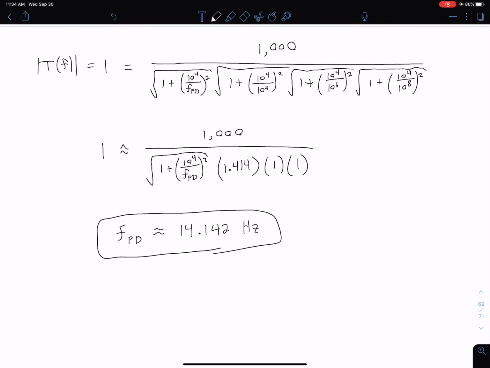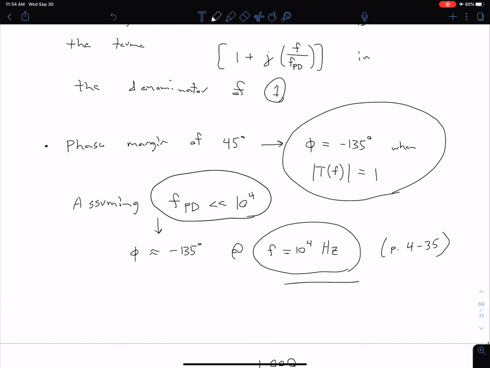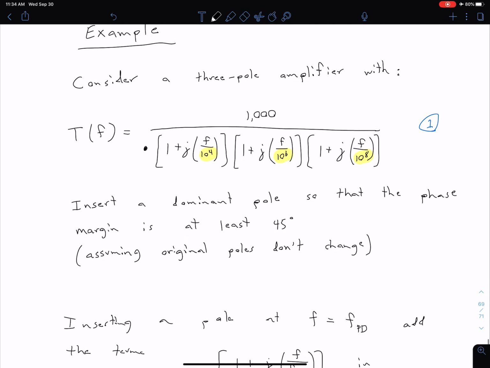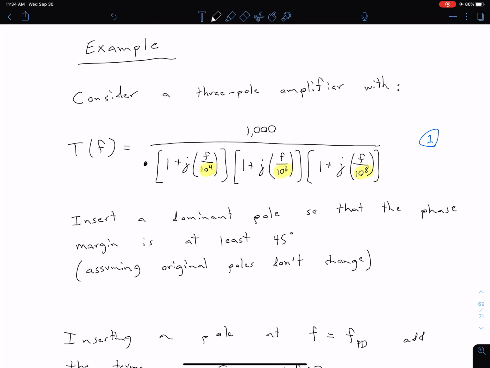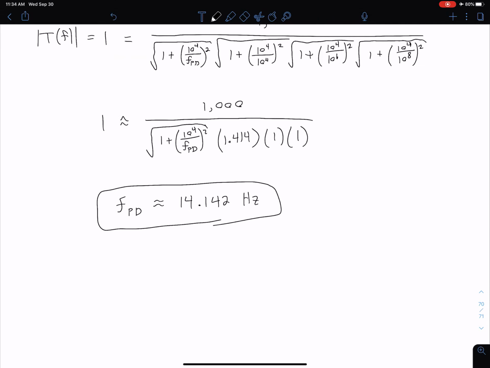Keep in mind that this satisfies the assumption that we set up here, that our f PD is much less than 10 to the 4th. Ultimately, what we've said is that if we come to this system and we are able to add a pole with a frequency of 15 hertz, then our system will become stable and it will have a phase margin of 45 degrees.